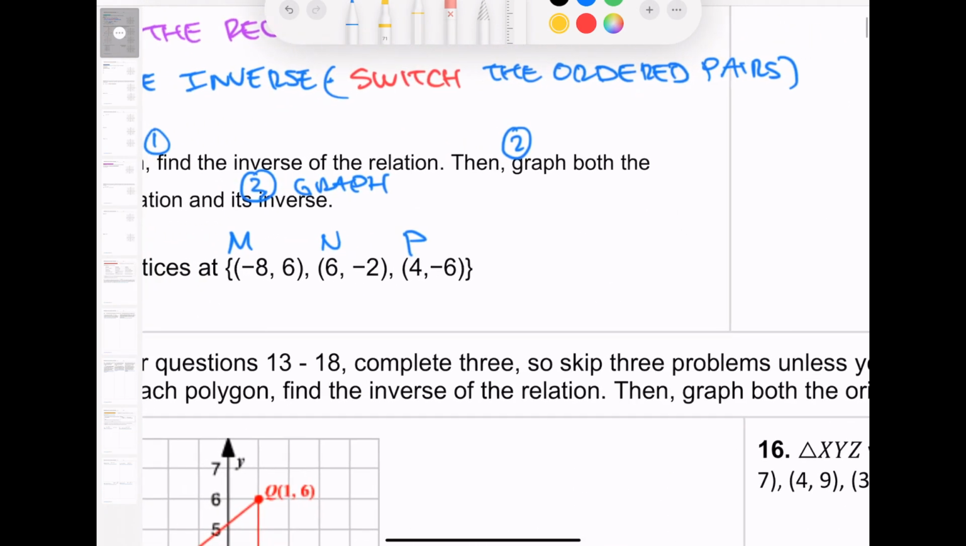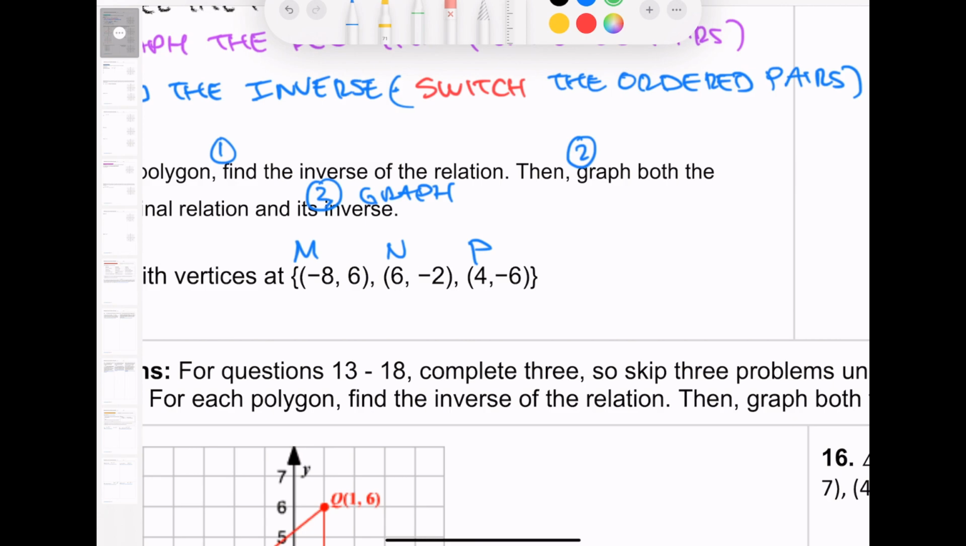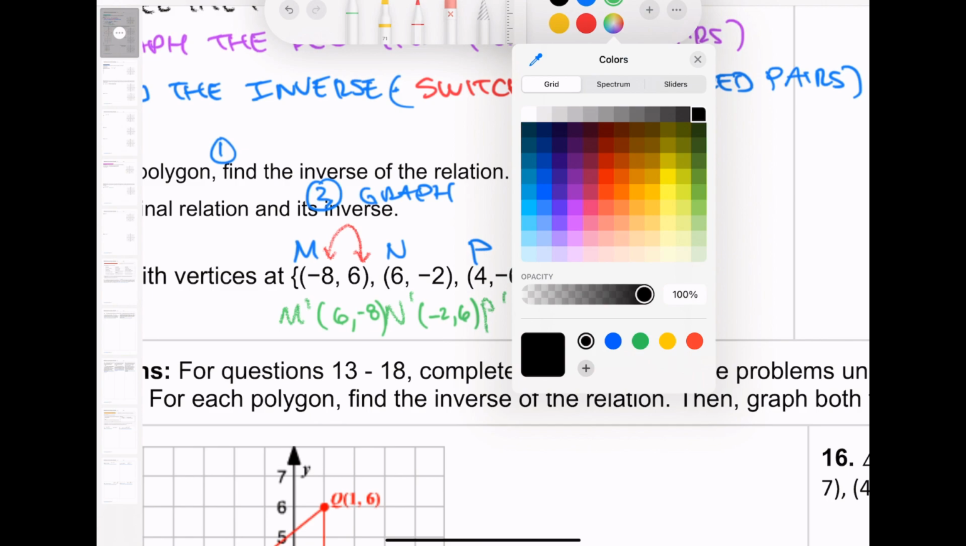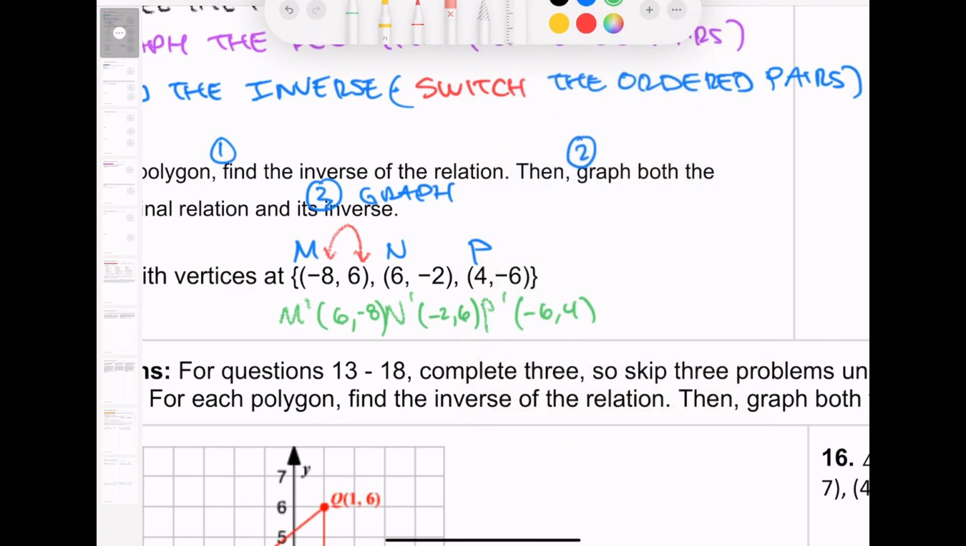Let's find the inverse now. M prime, N prime, P prime. All we're going to do is what, class? We're going to switch the letters. So what's my new ordered pair for M prime? 6, -8. N prime, -2, 6. P prime, -6, 4. And green represents the inverse of the original. All we did was just switch the ordered pairs. Let's graph it.